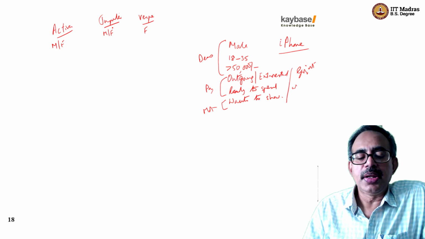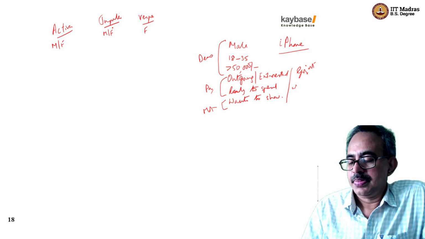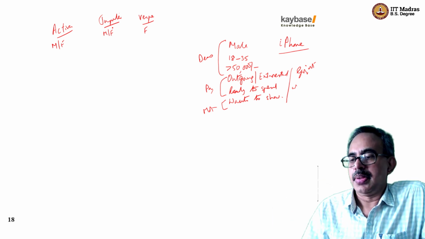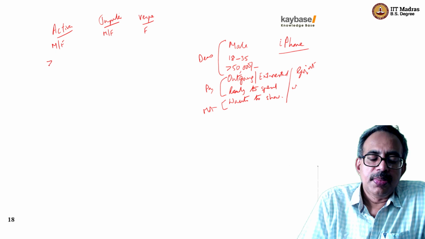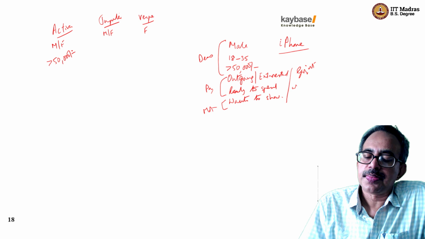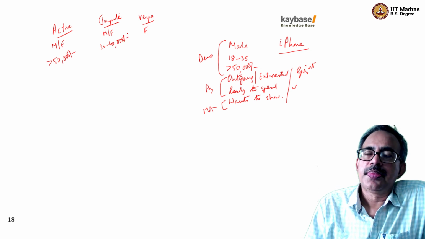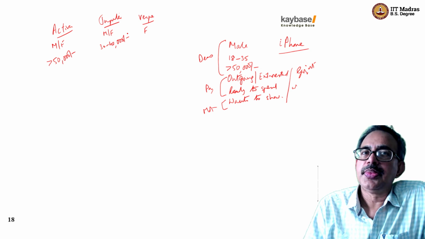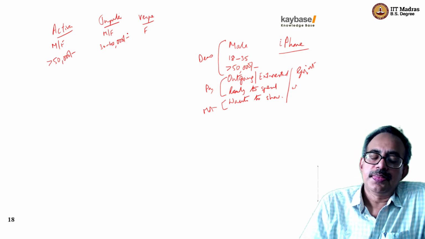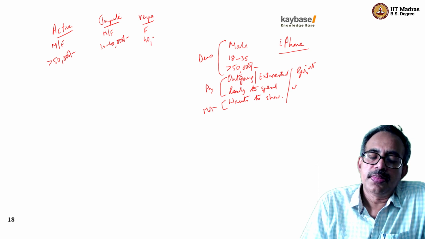Anything on age group, anything on income? Activa, earning more than 50. Jupiter, 30 to 40. Jupiter is cheaper? Yeah, I think. What do you think? I think it is cheaper than Activa. Fair enough. Vespa 40 to 50. I don't know anything. Roughly, yeah.